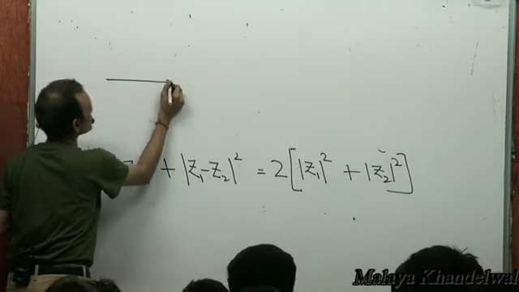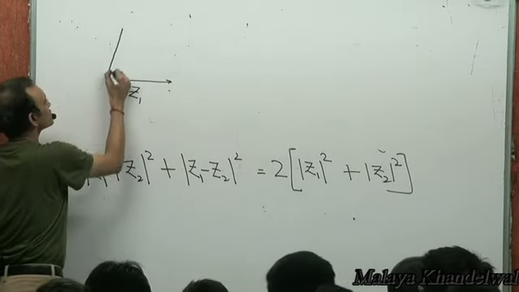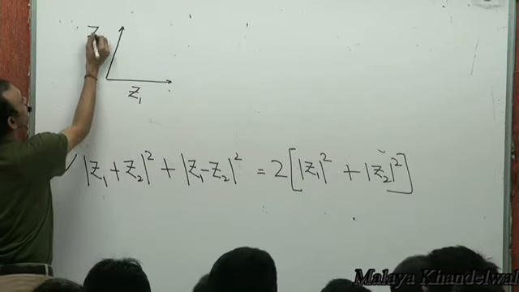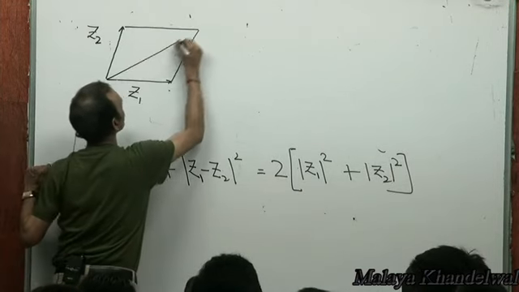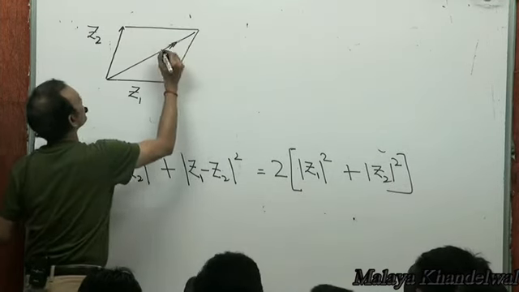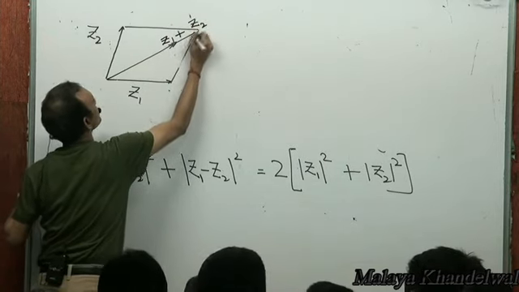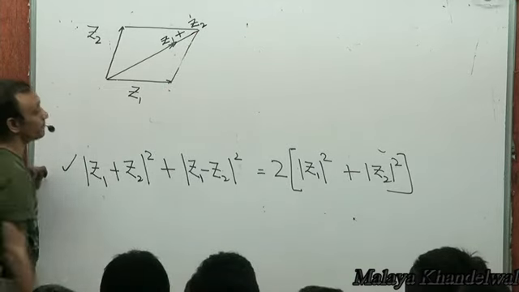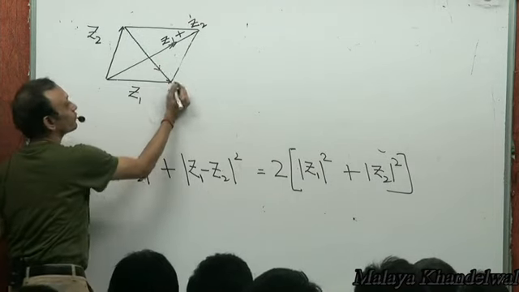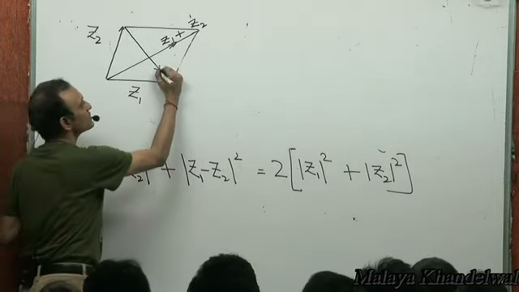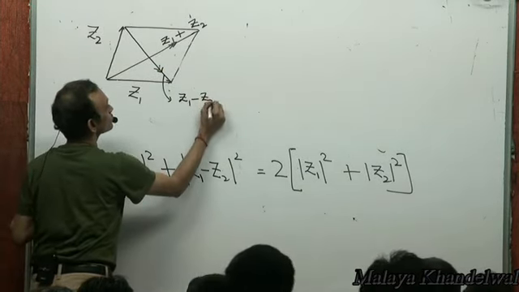Say this was a vector z1, and say this was a vector z2. Now if I complete this parallelogram, then this would be z1 plus z2. This vector would be z1 plus z2 vectorially, right? This vector would be, from the triangle law, z1 minus z2.